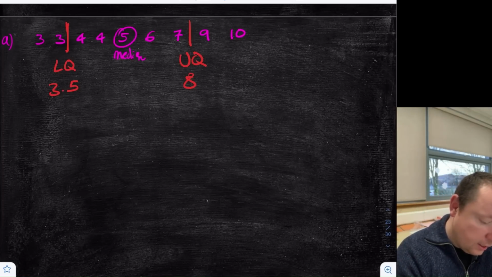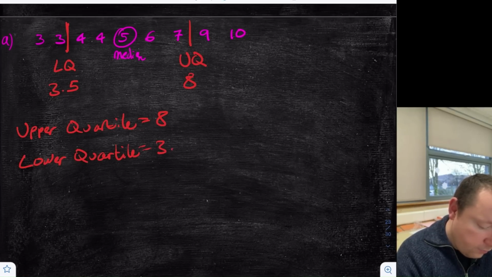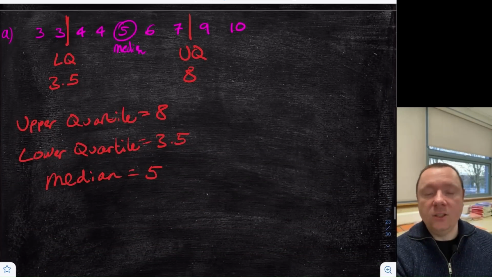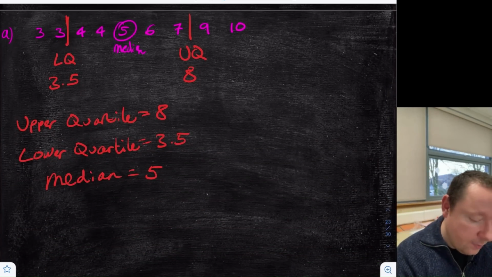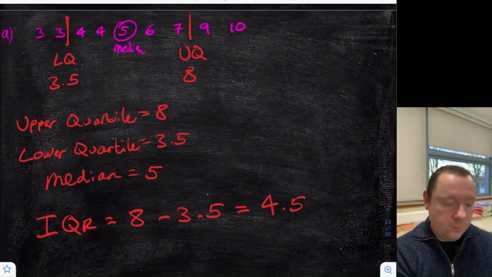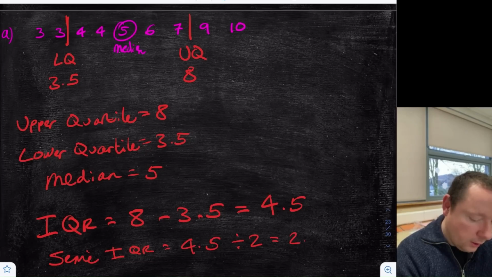So we can write that out nice and neatly. Upper quartile is equal to 8. Lower quartile is equal to 3.5. My median was equal to 5. And the question asked us for the semi-interquartile range. Now remember, in National 5 from now on you'll get asked for the interquartile range, but I'll do the semi as well. So the interquartile range is just 8 take away 3.5, upper minus lower, 4.5. But to answer the question for this paper, the semi-interquartile range is just half of that. So 4.5 divided by 2, which is 2.25.